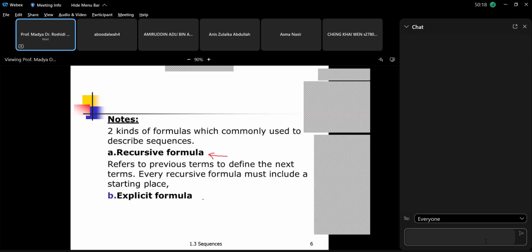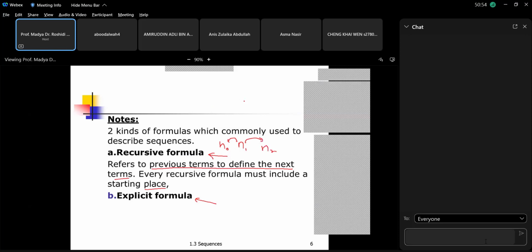The second, we call explicit. So the first, recursive formula. In the recursive formula, we refer to the previous term to define the next term. Every recursive formula must include a starting place. It means when we talk about a recursive formula, we look at the previous term in order to find the next term. Here we have N1. We must know what N0 is, and based on N0, we can predict N2.